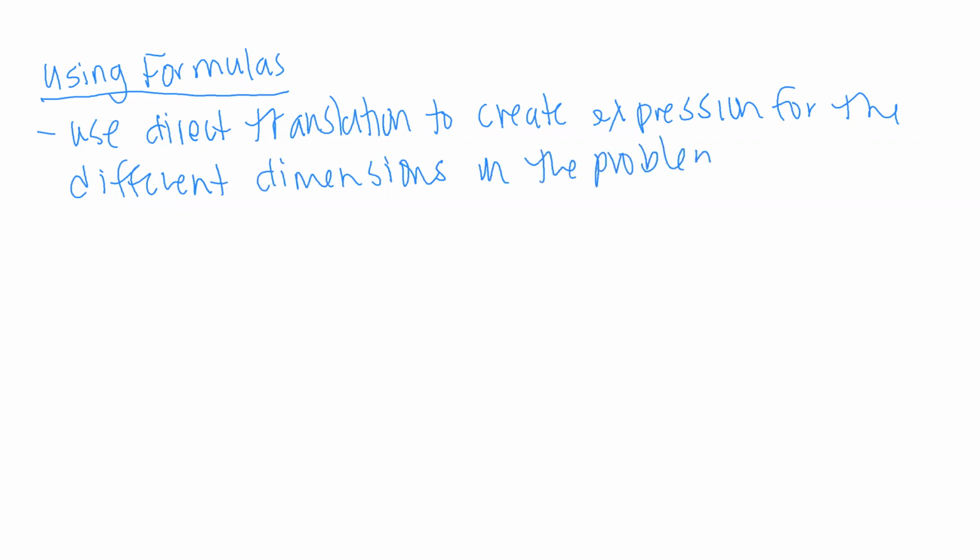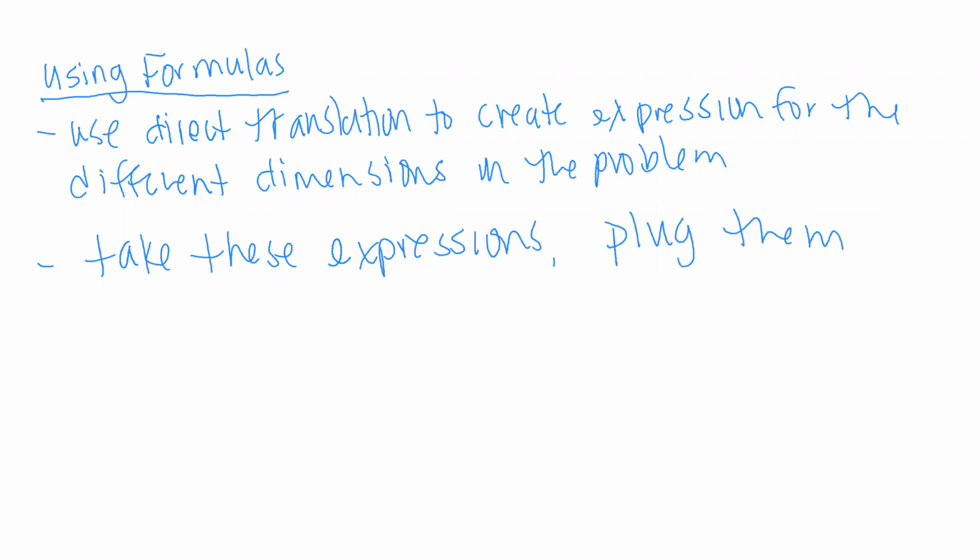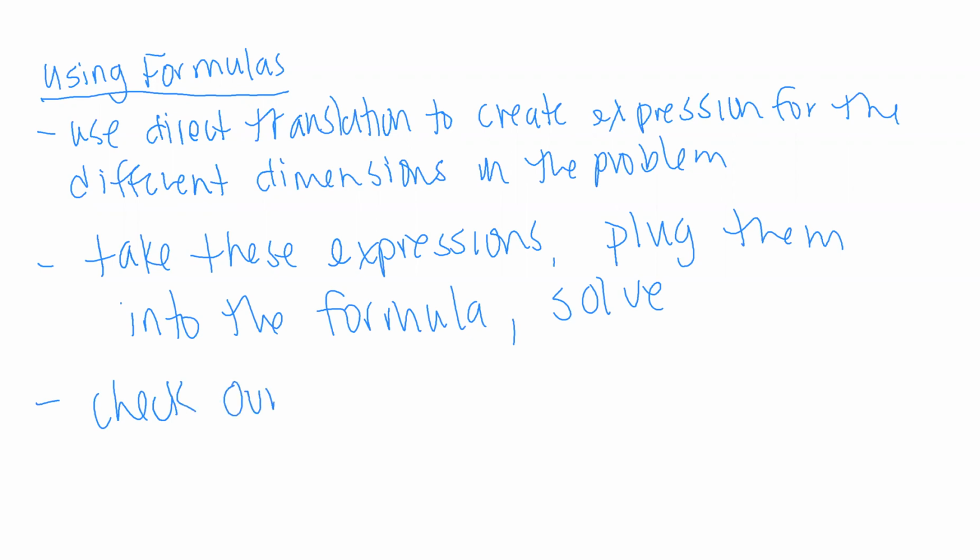If you're dealing with a perimeter problem, perimeter problems involve perimeter, length, and width. So you're going to use direct translation to come up with expressions for those. We're then going to take those direct translation expressions, plug them back into the formula, and solve. And then we want to go back and check our work and answer the question.